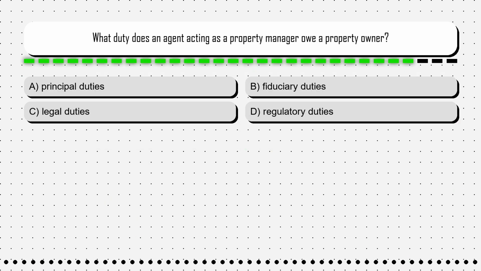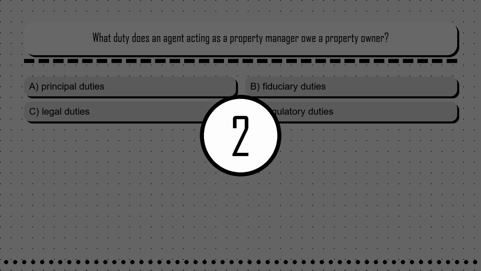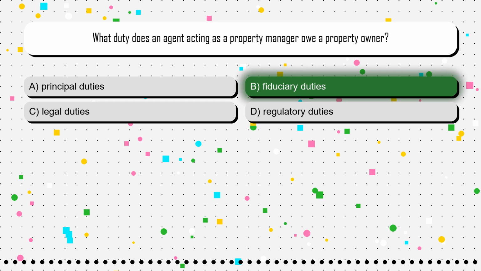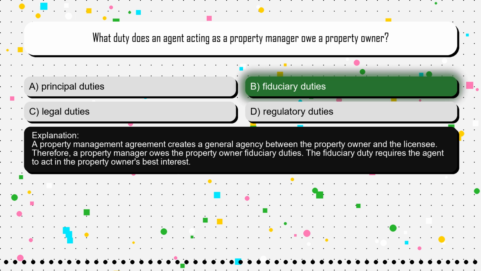Question 69. What duty does an agent acting as a property manager owe a property owner? Option A, principal duties. Option B, fiduciary duties. Option C, legal duties. Option D, regulatory duties. The correct answer is option B, fiduciary duties. A property management agreement creates a general agency between the property owner and the licensee. Therefore, a property manager owes the property owner fiduciary duties. The fiduciary duty requires the agent to act in the property owner's best interest.